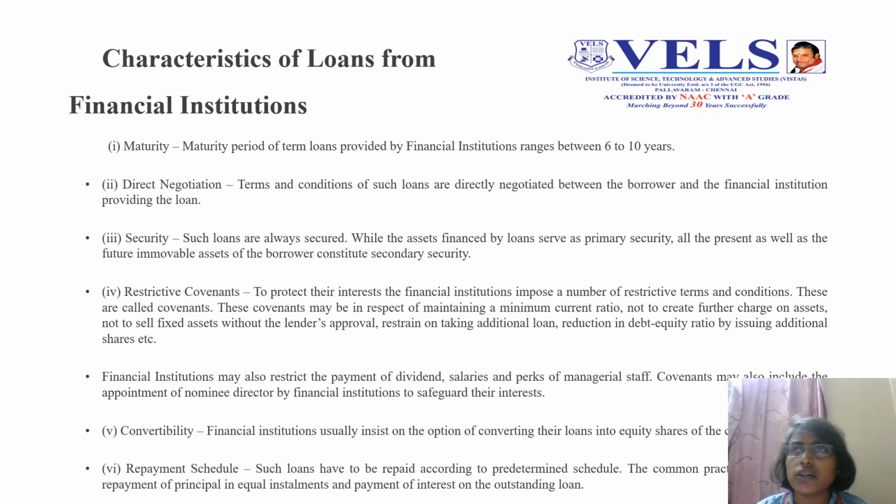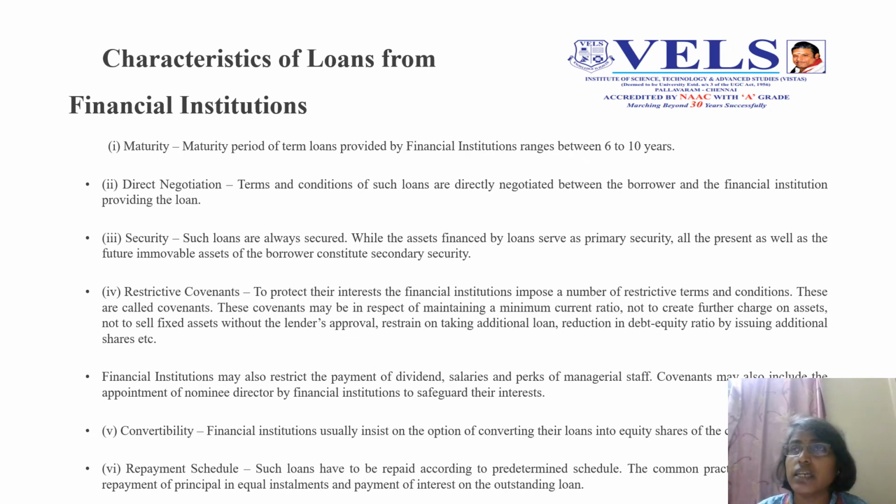And it's again a direct negotiation between the financial institutions and the companies, and security and restrictive covenants. Once a company gets a loan from a particular bank, the bank will impose certain restrictive covenants. Without the bank's permission, they may not pay salary to the employees, or pay dividend to the shareholders, or go for additional loans, and they have to maintain a sufficient current ratio and reduce the debt equity ratios. These are certain characteristics of loan covenants.